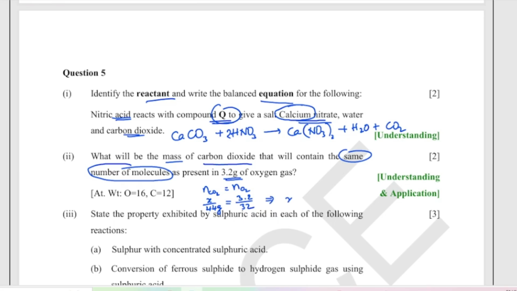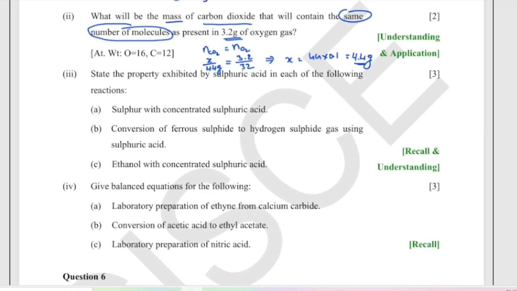So that gives X is equal to 44 into 0.1. So the answer would be 4.4 grams of carbon dioxide. Next, state the property exhibited by sulfuric acid in each of the following reactions. Sulfur with concentrated sulfuric acid.